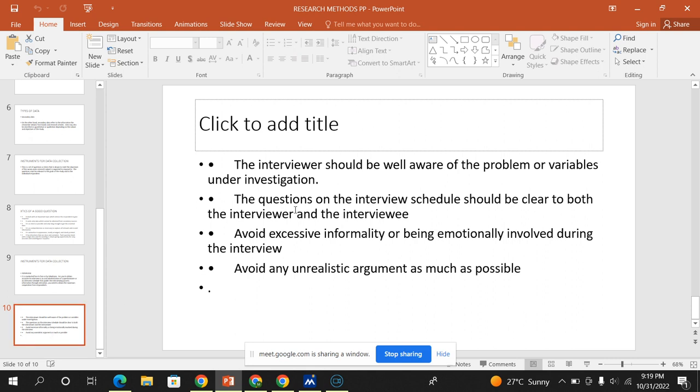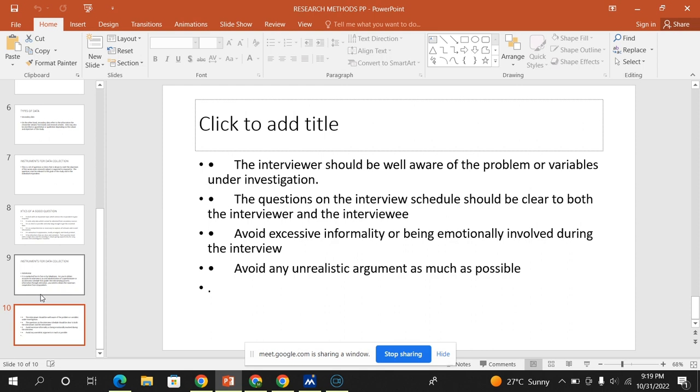What the interviewer should be aware about the questions. Here the interviewer should be well aware of the problem or variables under investigation. The questions on the interview schedule should be clear to both the interviewer and the interviewee. Avoid excessive informality or being emotionally involved during the interview. That's all about not being angry, not being harsh.